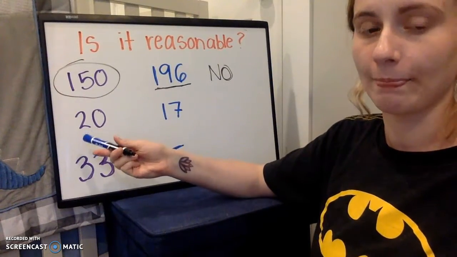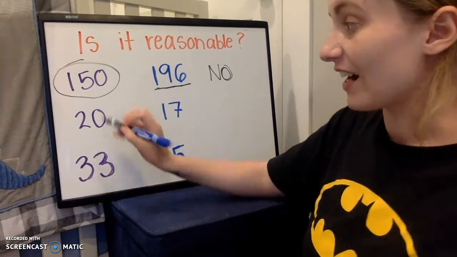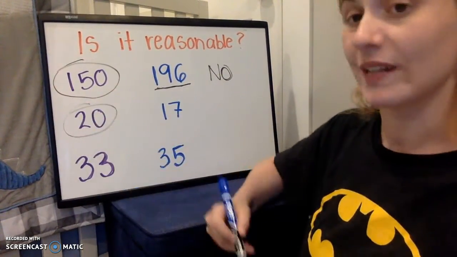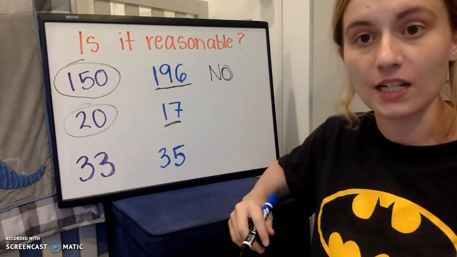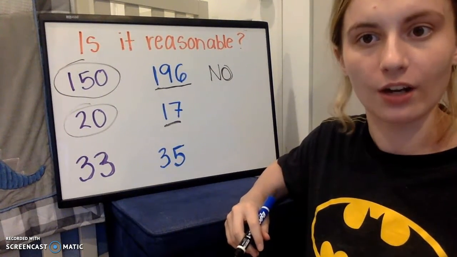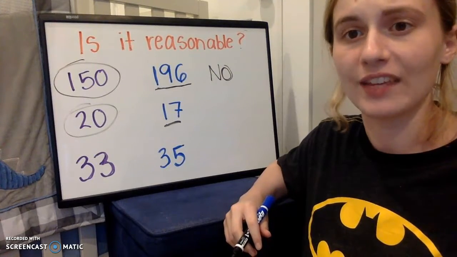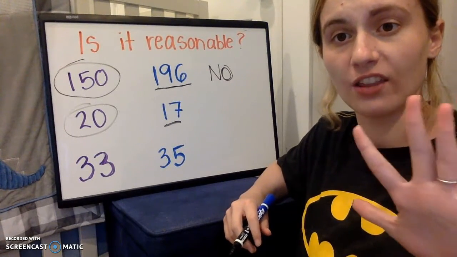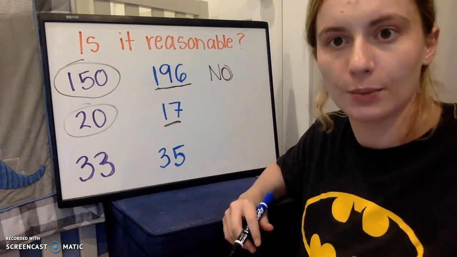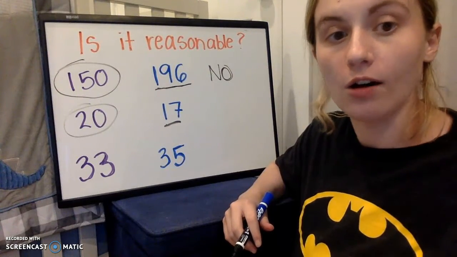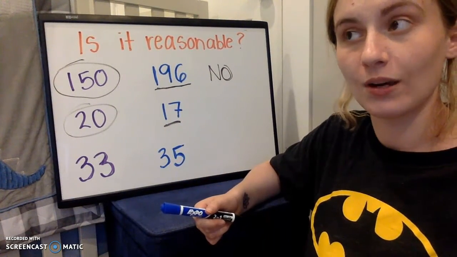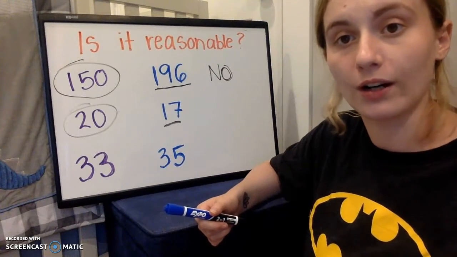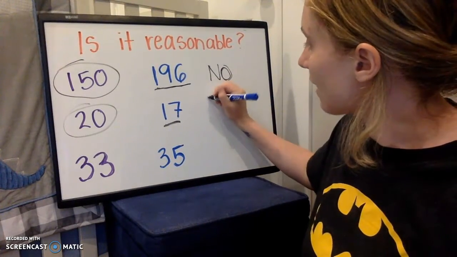Let's look at 20. Now, if they said their answer was 20 and they were asking, is that a reasonable answer? And you got 17, would that be reasonable? Are those numbers pretty close together? Yes, for one thing, they're within 5 numbers of each other, so that's great. That's a pretty reasonable answer. Also, 17 rounds to 20. So if I used rounding, this would also work. It's reasonable. So I would say yes.